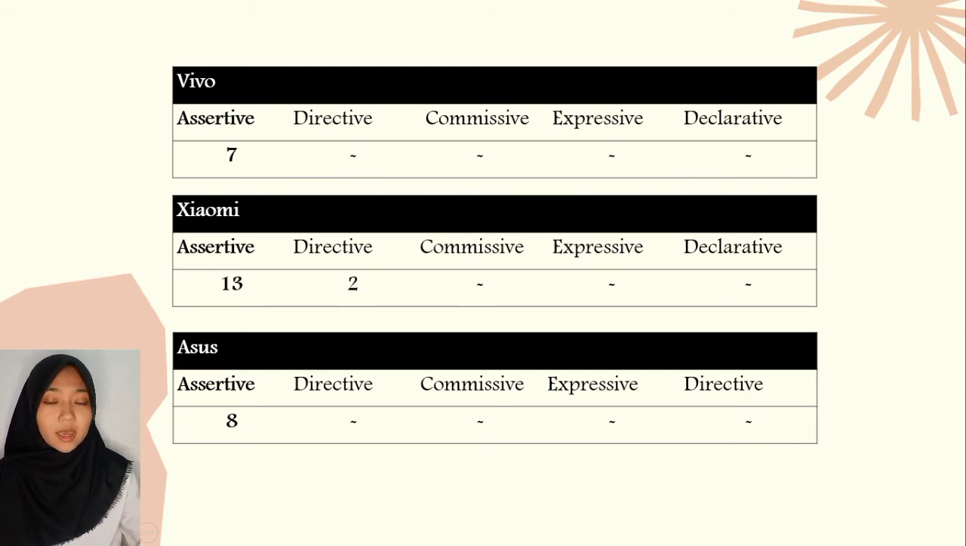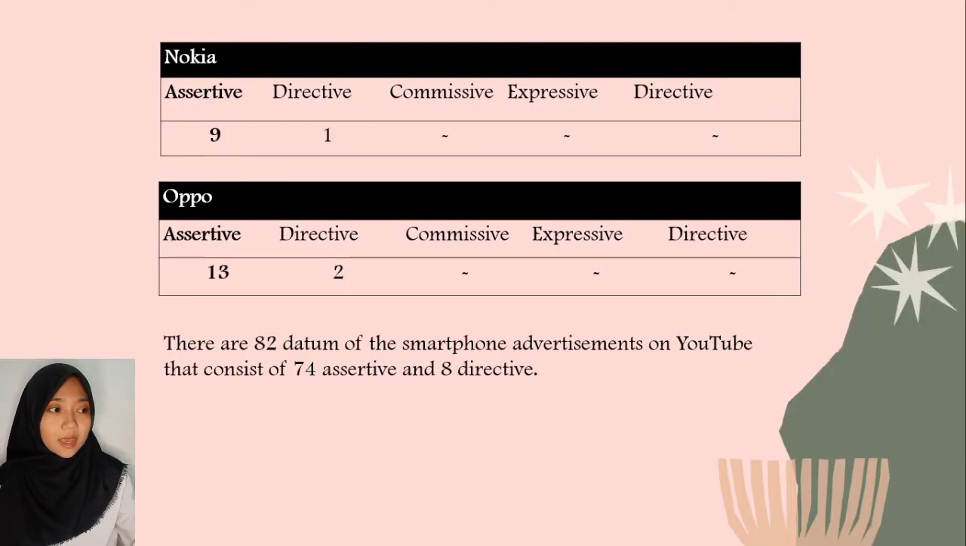In Xiaomi smartphone advertisements, the researcher found 13 assertive and 2 directive. And then in Asus smartphone advertisements, the researcher only found assertive, with 8 data. And next, in Nokia smartphone advertisements, the researcher found 9 assertive and 1 directive. And the last one is Oppo smartphone advertisements. The researcher found there are 13 assertive and 2 directive.